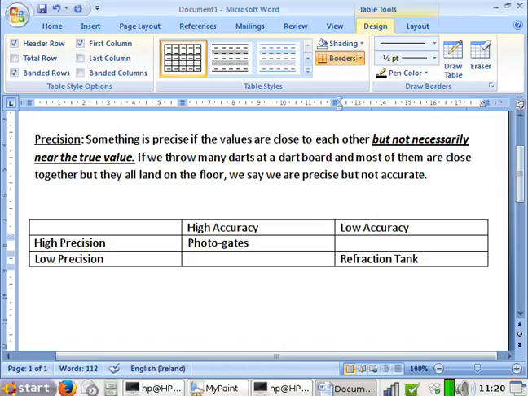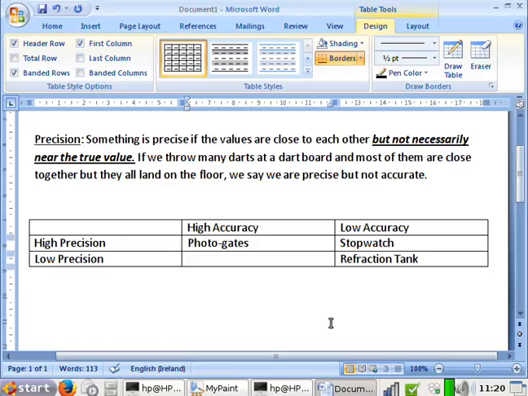The stopwatch. With the stopwatch, there's an error with the stop and the start, which means we're always away a little bit from the true answer. But it's highly precise because you get a consistent time, it's just always a little bit off. So yes, the stopwatch here would be one.